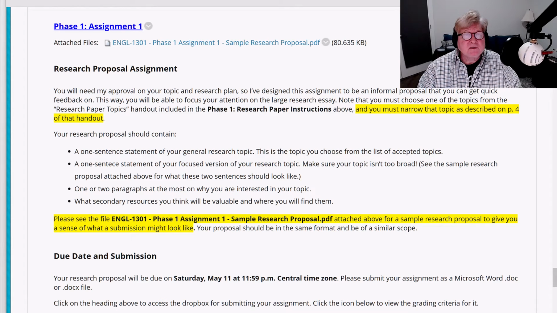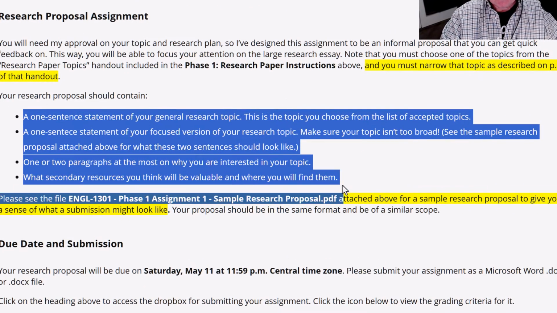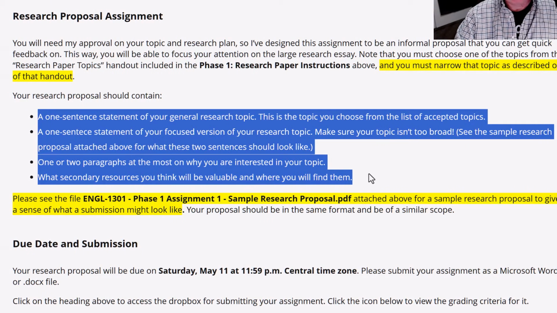Hello class, so the second thing that we want to look at for your assignments this week is this Phase 1 Assignment 1, in which you write your research proposal. Now this research proposal is actually pretty easy to write, and it consists of only these 4 parts. So that's all that you have to worry about right now.